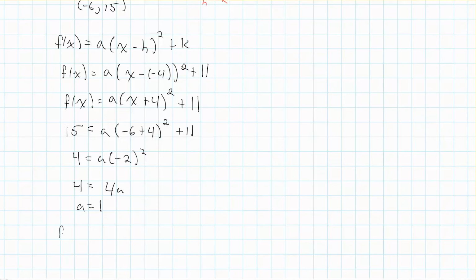So f of x, we just write our answer down. Now a is 1, so I wouldn't write anything out there. x plus 4 quantity squared plus 11. Now just to emphasize here, we don't typically write it, but I'll put it in here: we have 1 times. Because if you got something else for a, instead of having 1 there, you would have whatever value you got for a. Alright, so in the next video, we're going to talk about finding maximums and minimums of these, and then look at a couple of the graphs.